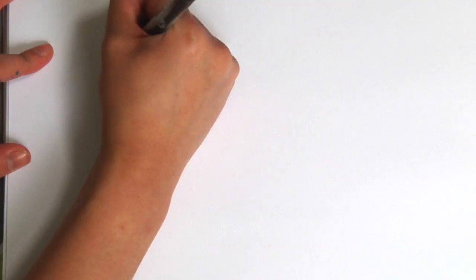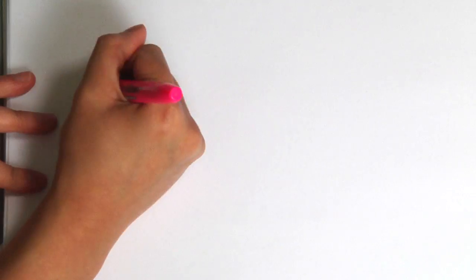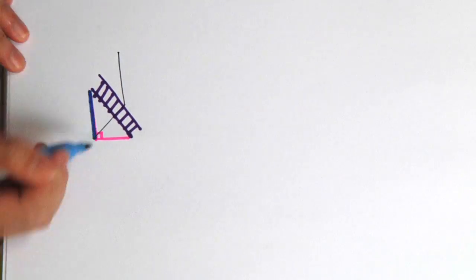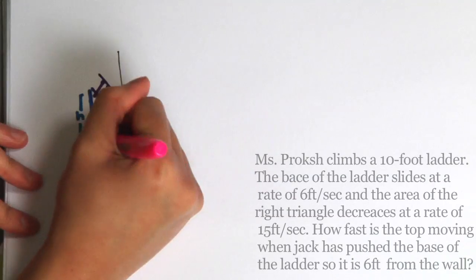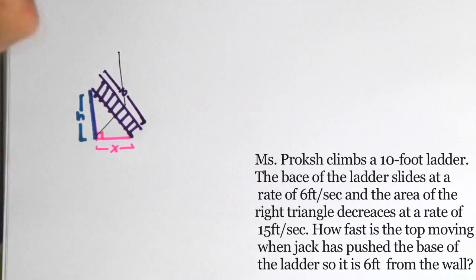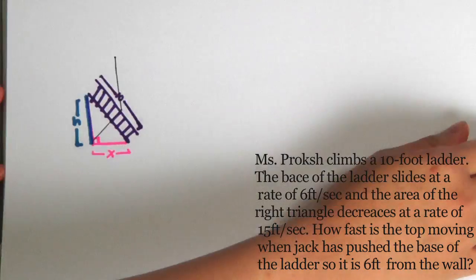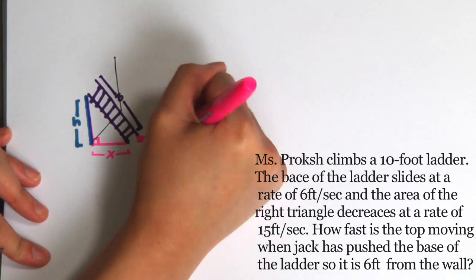Here's another example which will involve another geometric formula you're familiar with. Jack somehow survived Ms. Proksch's assassination attempt and wishes to get even. When she climbs a 10-foot ladder to change a light bulb, Jack gets an idea. As you can see, the ladder conveniently forms a right triangle with the wall. Jack pushes the base of the ladder so that it slides at a rate of 6 feet per second, and the area of the right triangle changes at a rate of 15 feet per second. The top of the ladder remains flush against the wall as it slides down.